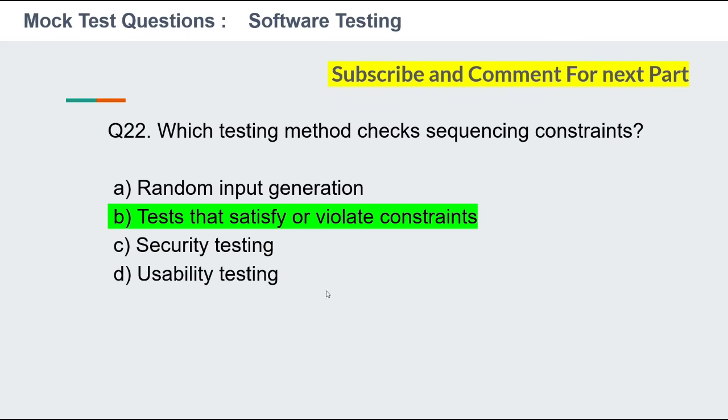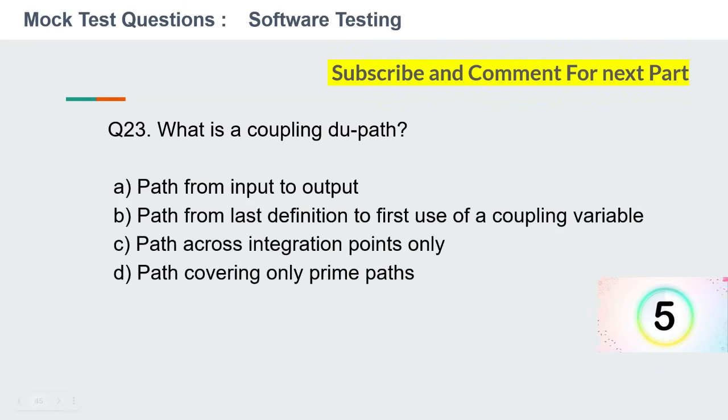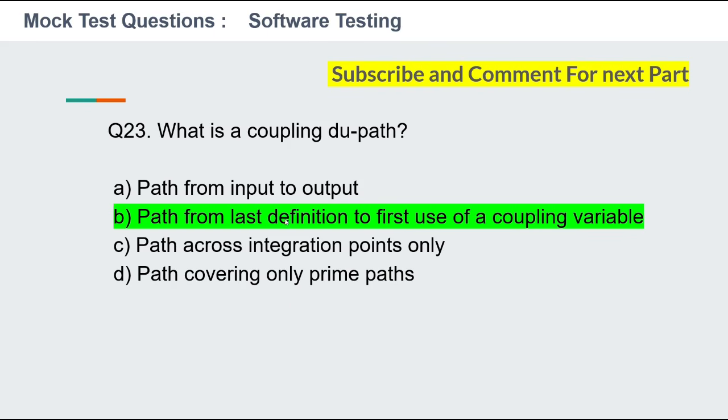Now let's go to our question number 23. What is a coupling due path? So these are the options: path from input to output, path from last definition to first use of a coupling variable, path across integration points only, path covering only prime paths. So your time starts now. And the answer is B, path from last definition to first use of a coupling variable.